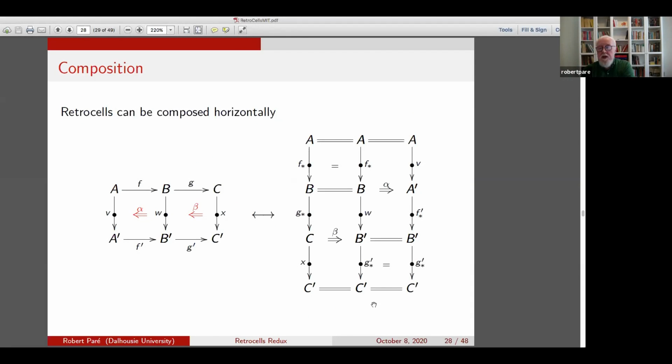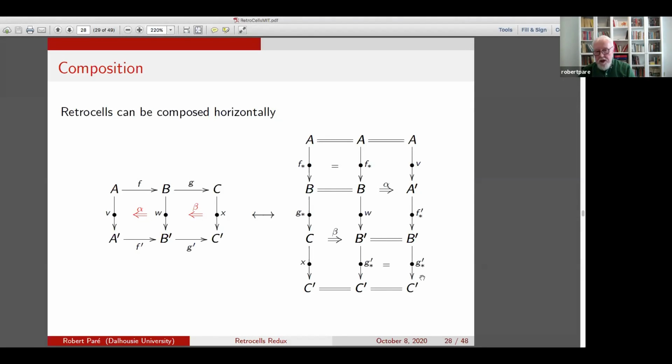Now retrocells can be composed, so you can compose them horizontally. So you have a retrocell alpha and beta, and you put the alpha and the beta and fit them together, and it works like that. Remember now that G star F star is isomorphic to GF star, so I should replace this here. Also, I should stick in an isomorphism here. I didn't put it in just to simplify things a bit. And an isomorphism also on the right.